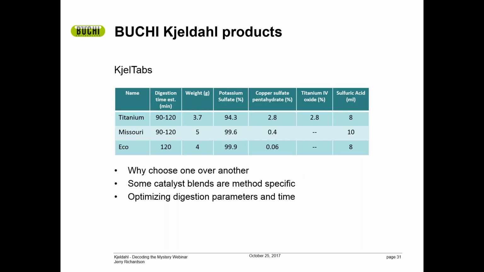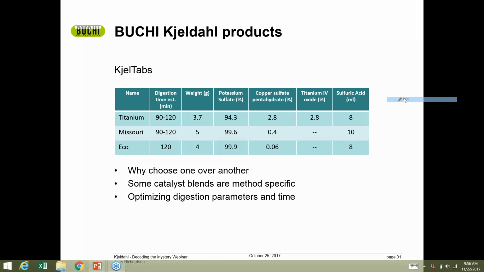To go along with that, we talked about this a little bit with the different chemistries, but what we have here are the different Kjeltabs that are available as well. These are very commonly used. The Missouri tablets, which is probably the most common, have a composition of potassium and copper salts. And then with titanium, you have the same copper and potassium salts with the addition of a titanium salt as well. And then an eco is basically just a little bit less cost. It all gets you to the same endpoint, ideally.